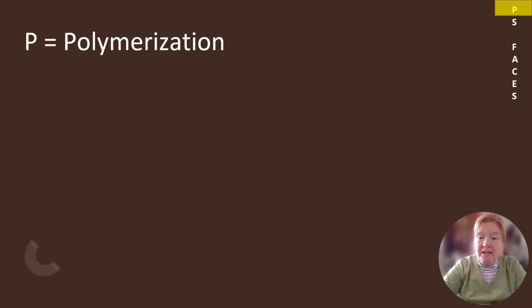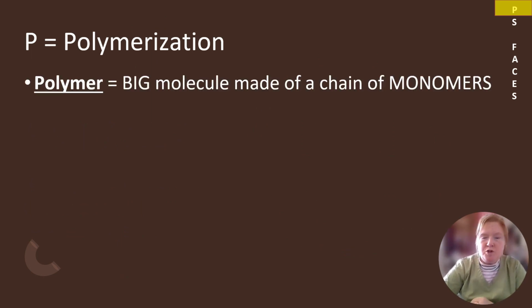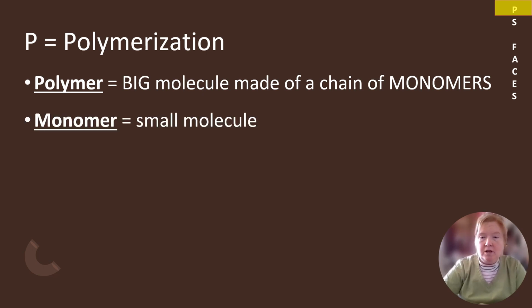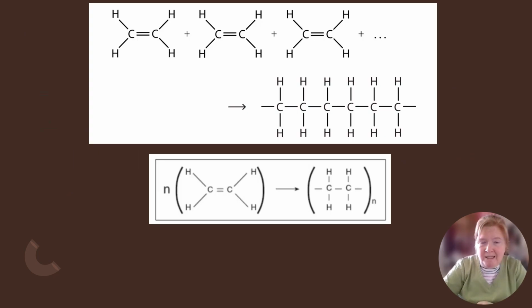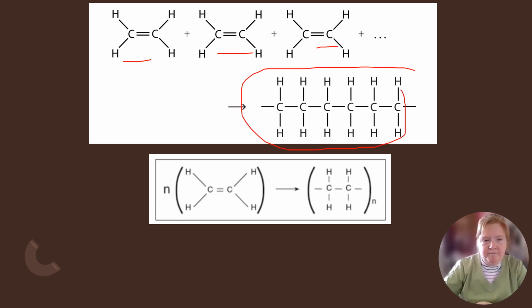First up, we have polymerization. That's the P. So a polymer is a big molecule that's made from a chain of monomers, and the monomer is the little molecule. The process is called polymerization, where we join a bunch of monomers to produce a polymer. Here's an example of what it might look like. So monomer, monomer, monomer, this is a representation of the polymer.